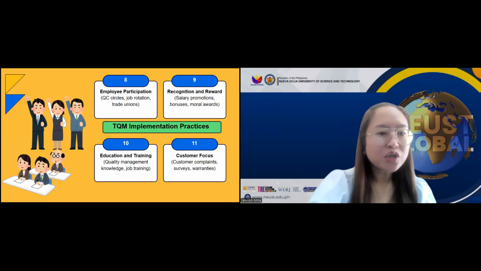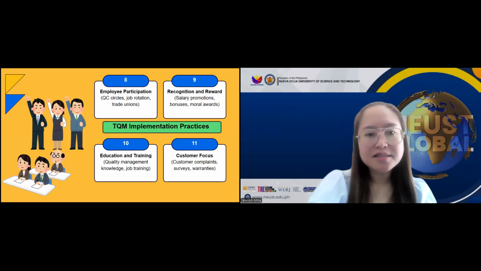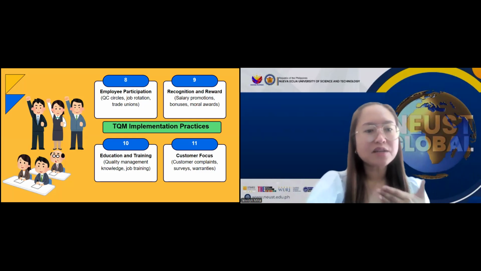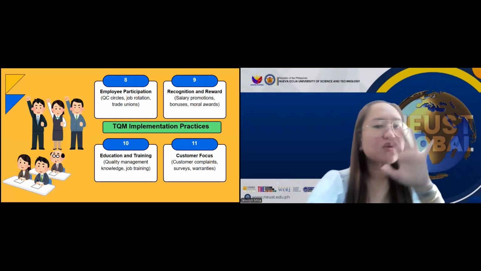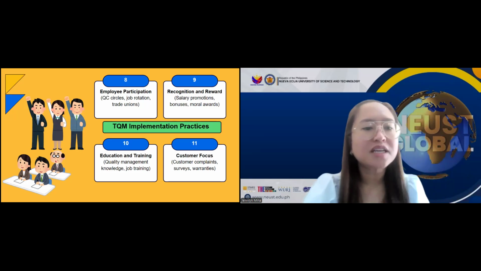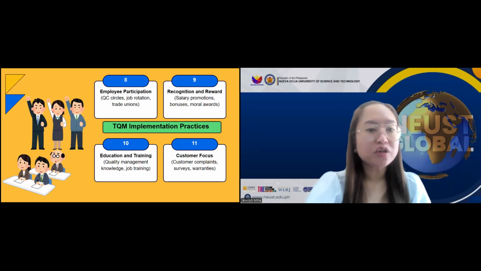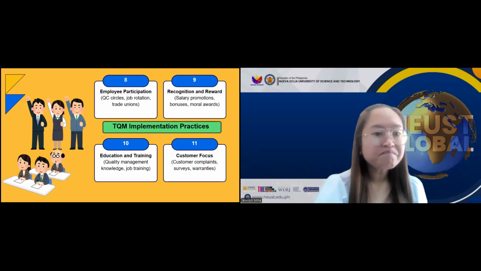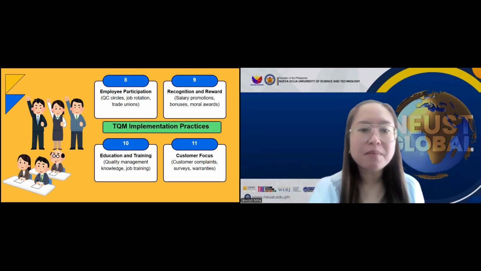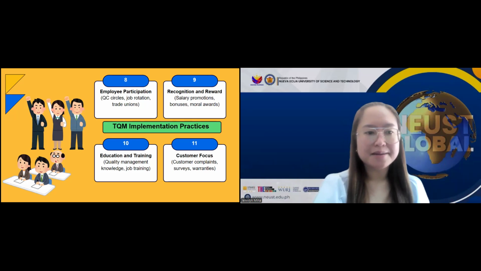Toyota applies the Kaizen continuous improvement philosophy, where employees actively participate in improving production processes, using quality control circles where employees collaborate to solve quality issues. They implement job rotation. They allow workers to gain diverse skills and flexibility. And of course, they really encourage employee suggestions through a formal system, rewarding the best ideas.